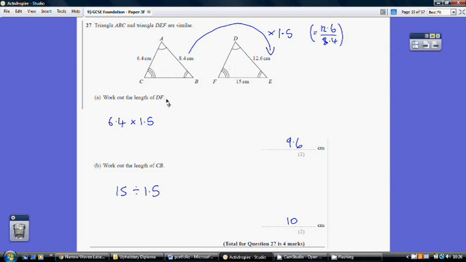So work out the length of DF. Well, DF is this length here. So 6.4 times 1.5 is 9.6 because we're getting bigger. And then for part B, we've got to work out the length CB. So that's 15 divided by 1.5, being a length of 10.